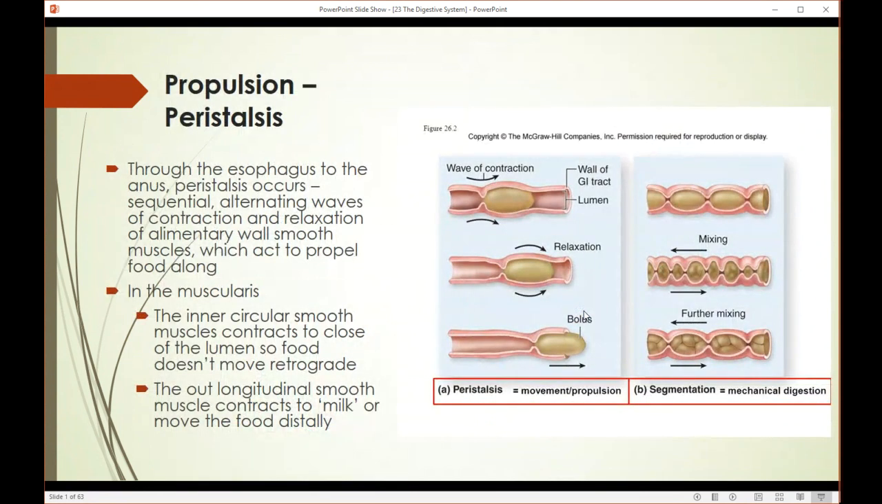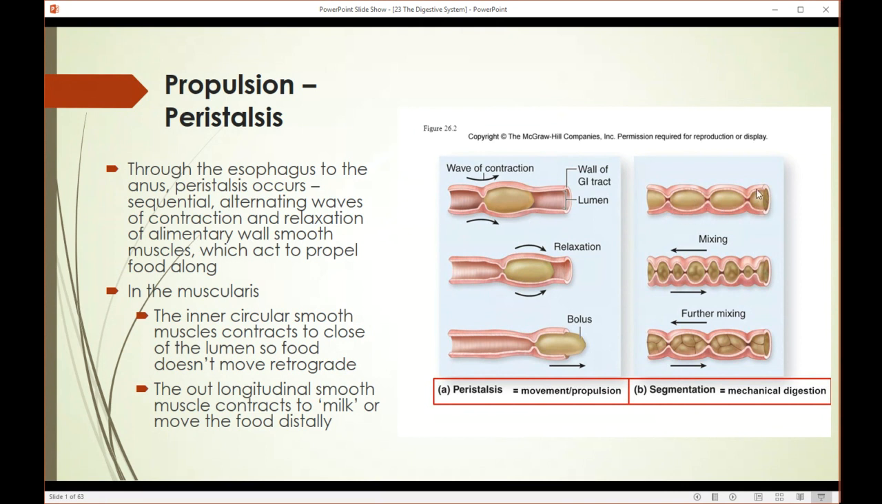And then we have propulsion. So remember, propulsion is that peristalsis, but it's also segmentation. And really, propulsion has to do with the movement, okay? So once we swallow our food and we start to digest it, it becomes what we call a bolus, okay? So we no longer call it food. So this peristalsis happens, and it's a movement or a propulsion.